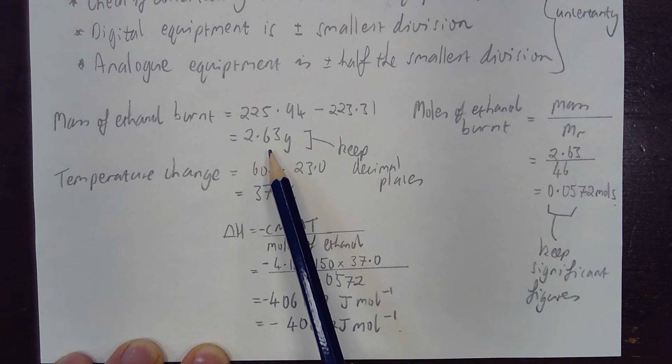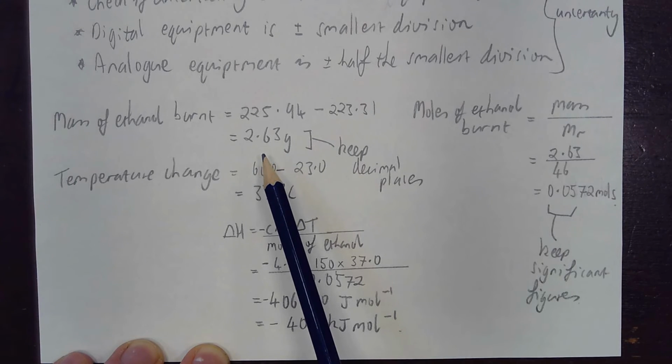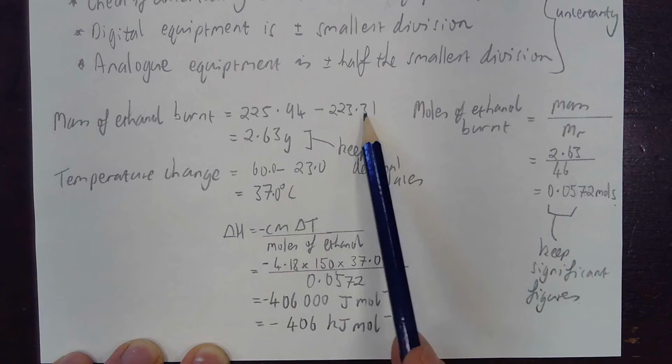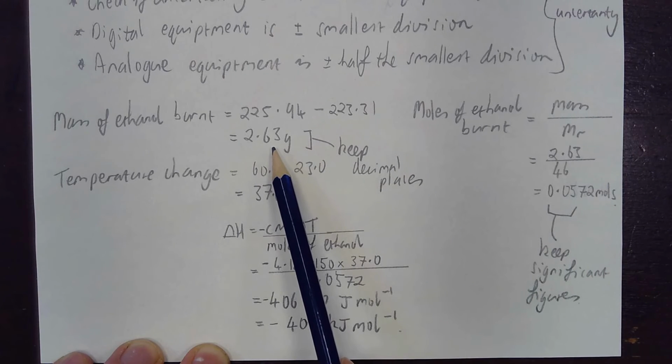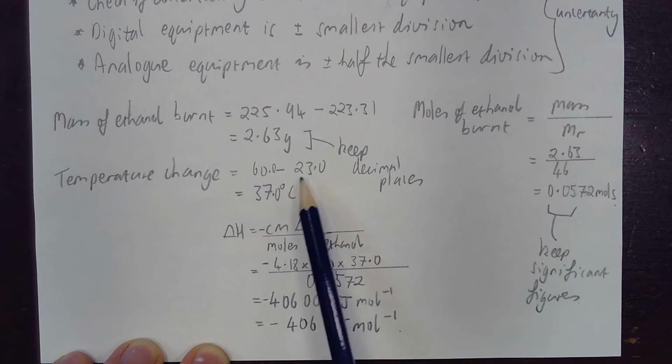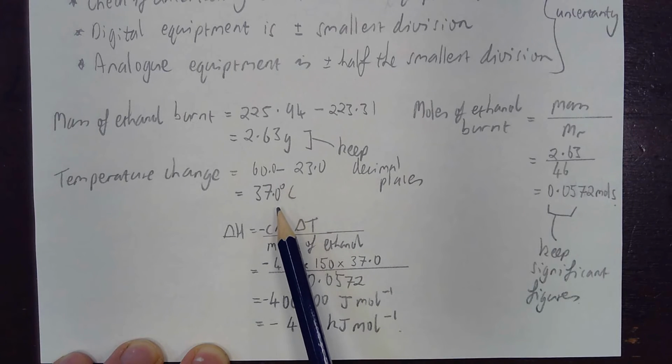Now, the rule with calculations is that when you are adding or subtracting, you keep the number of decimal places. So the number of decimal places in the final answer is limited by the smallest number of decimal places in the preceding calculation. So in this situation, both of my numbers are to 2 decimal places. That means that my final answer will be to 2 decimal places. Similarly, for the temperature change, both of my values are to 1 decimal place, and that means that the final answer will also be to 1 decimal place.